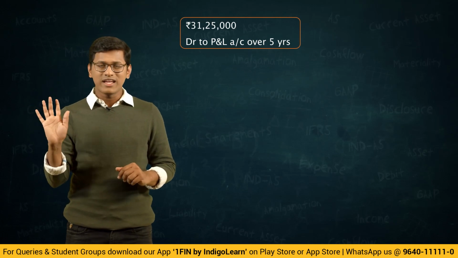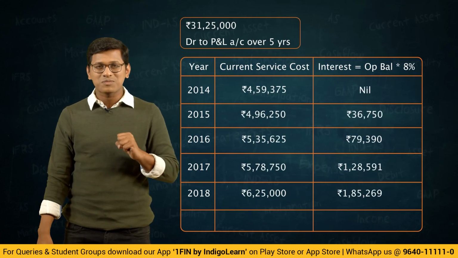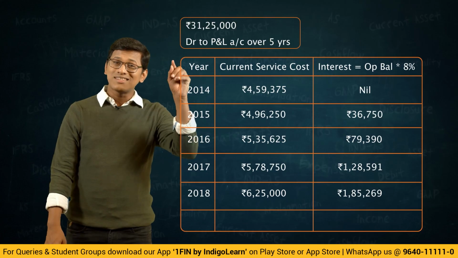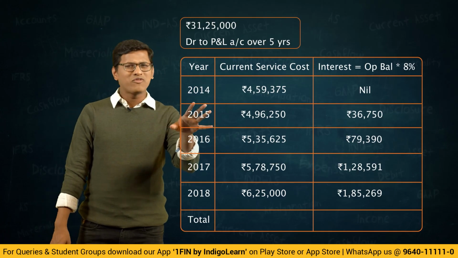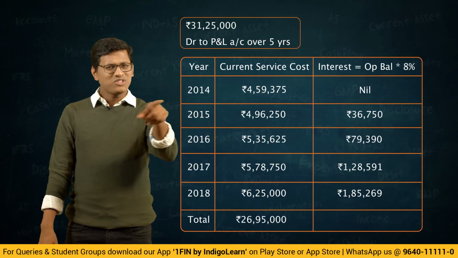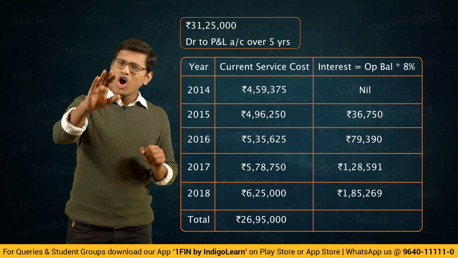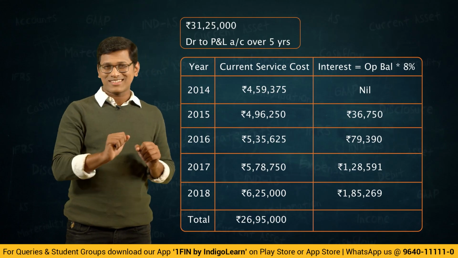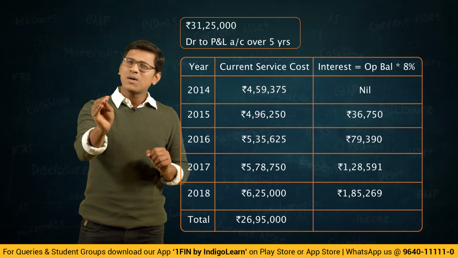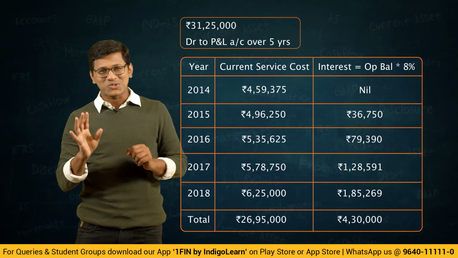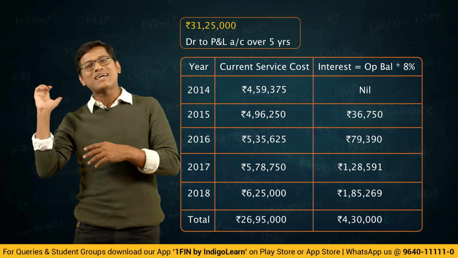That is the first point. Okay, right. Now you made two tables. First table is for current service cost and second table is for interest. Total up all the amounts in the current service cost. That will come somewhere close to 26,95,000. Check that calculation yourself. 26,95,000. Then total up all the amounts in the interest cost, interest column. Okay. So when you do it in exact calculation, it will come somewhere close to 4,30,000. Actually, the total of these two is our 31,25,000.